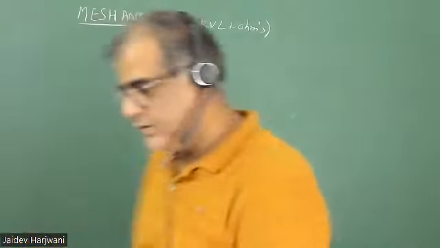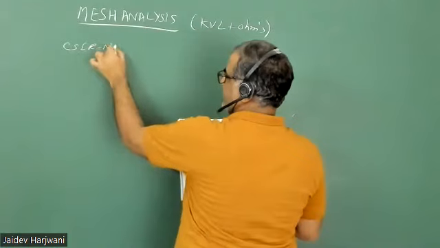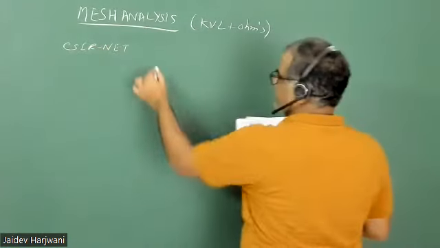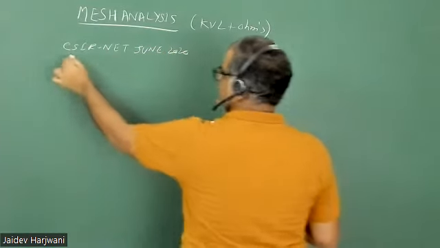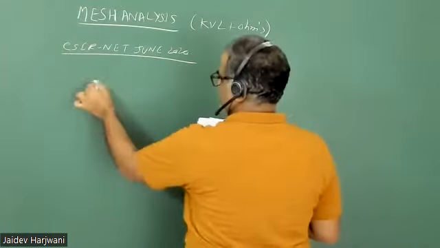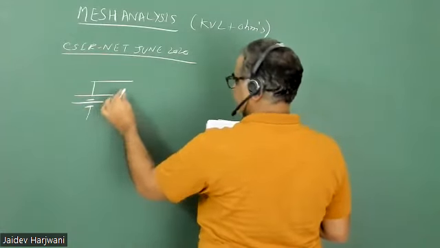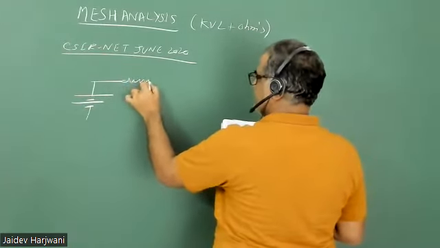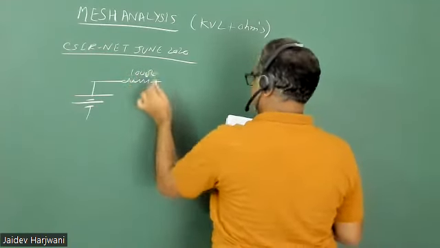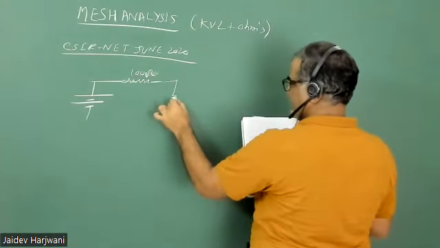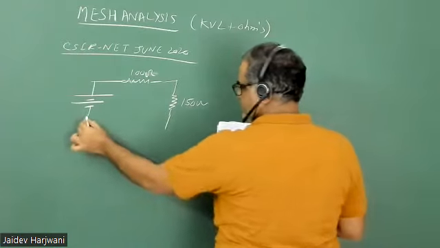So now this CSIR NET June 2020 question. You have been given a 100 ohm resistance. Then you have been given here a 150 ohm resistance.